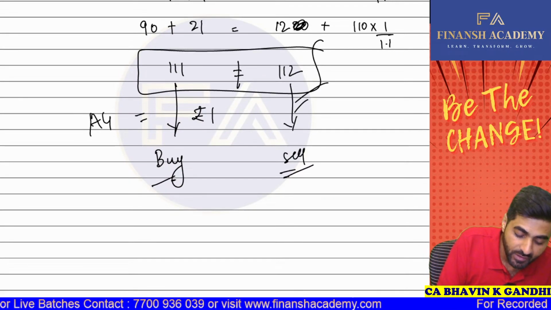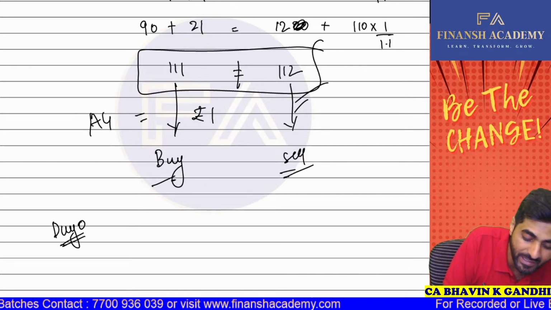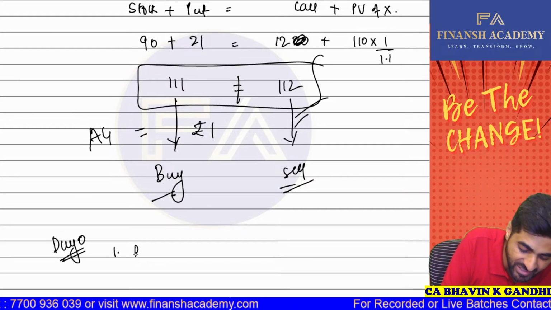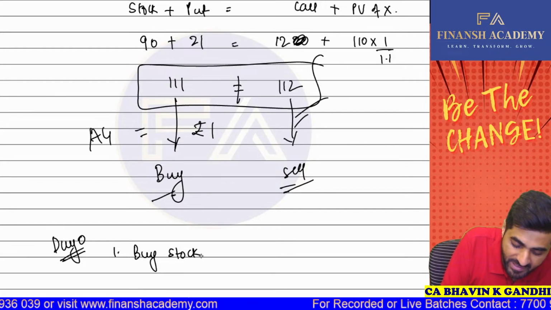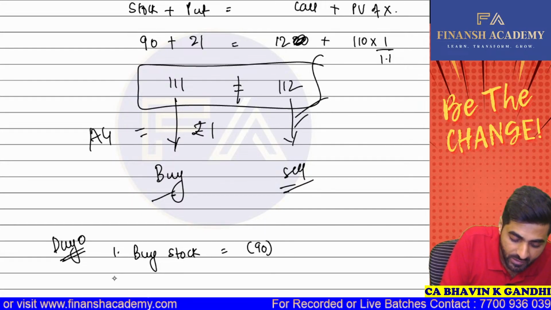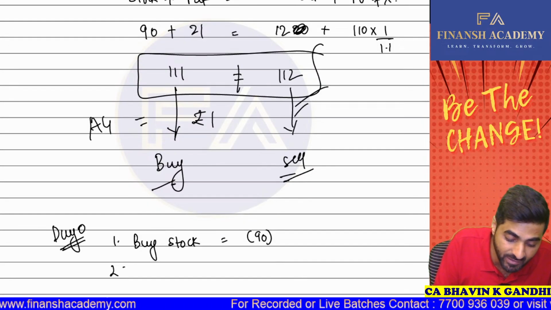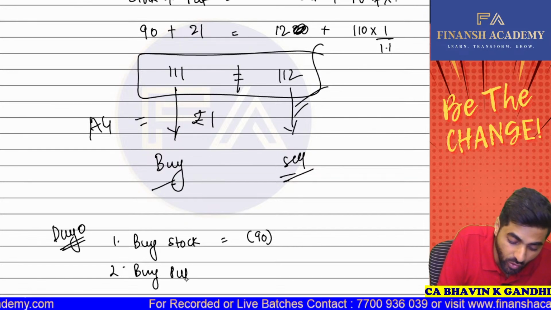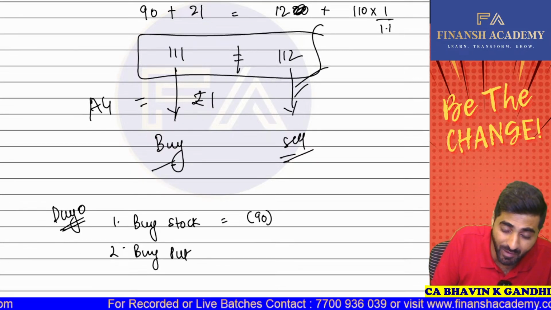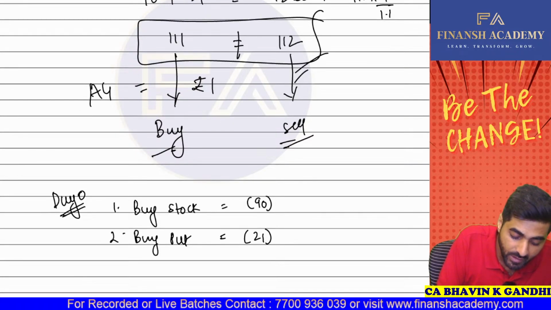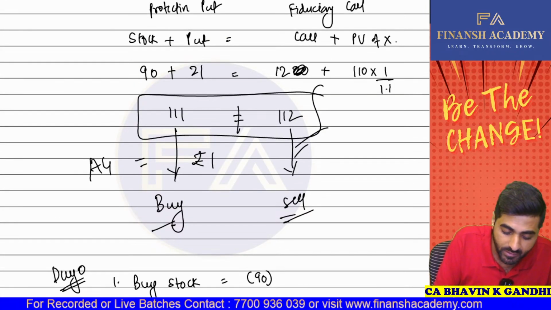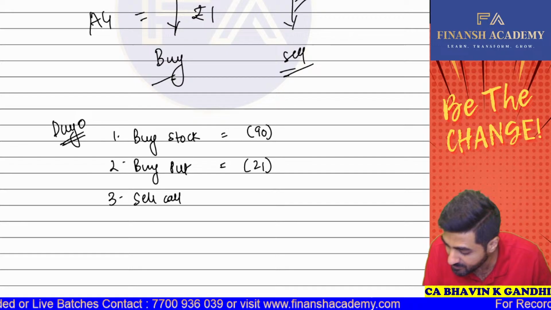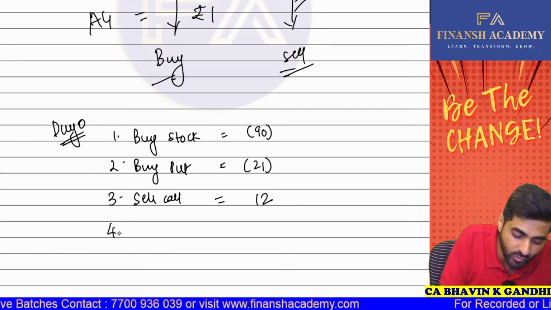When you buy this entire portfolio at day zero, can I say there will be stock payment which will be done? So there will be buy stock. How much stock price are we paying? 90 rupees, so 90 will go. Second point is we will be buying the put option. So this will also lead to the premium outflow. What's your premium outflow? That is 21. Then my dear students, we are selling the call. So that will be premium received, that is 12 rupees. I've just modified that to 12 rupees.